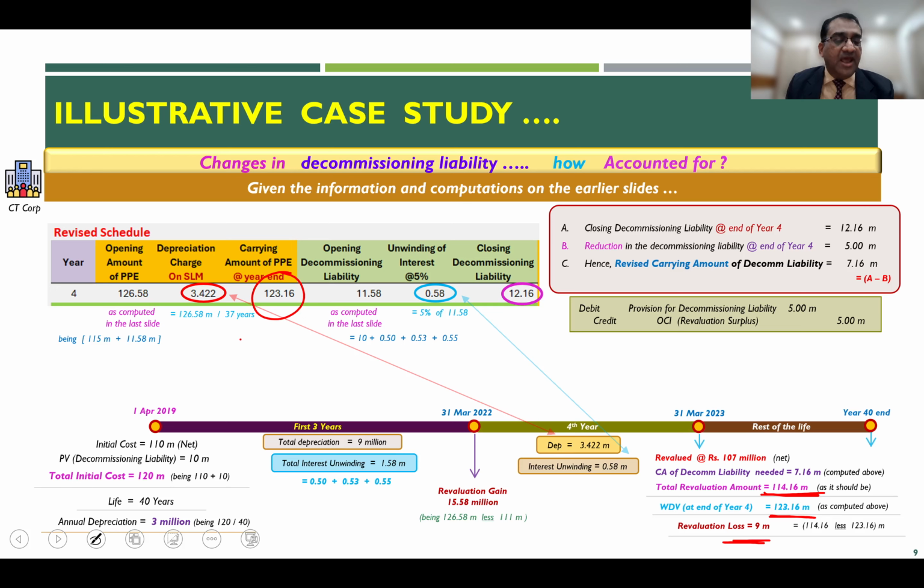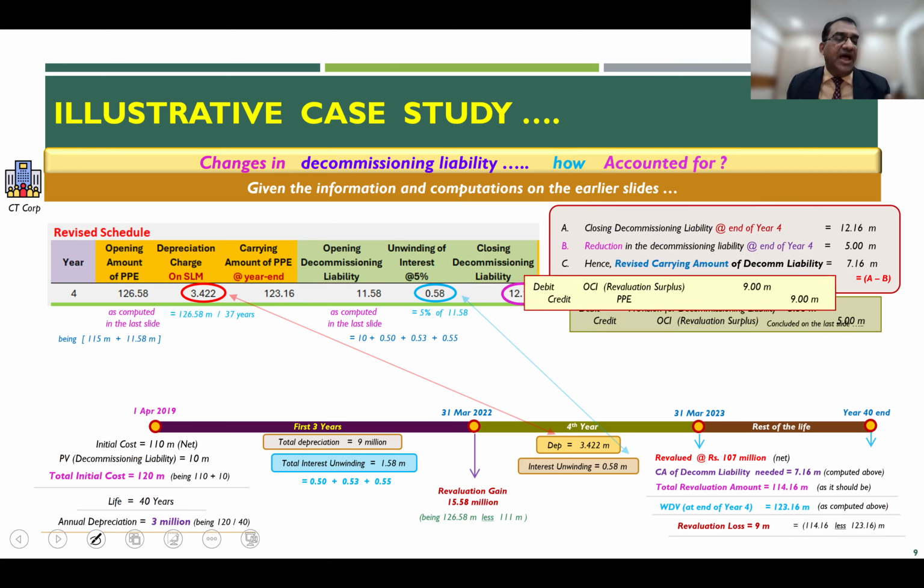What is 9 million? The revalued amount is 114.16. This is the amount at which you need to carry the asset. The asset is at a higher number of 123.16, and therefore you have a revaluation loss of 9 million, the difference of these two numbers. Now you have to do the accounting for this as well.